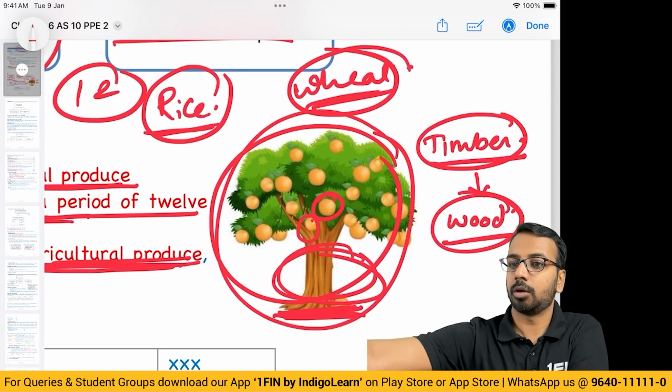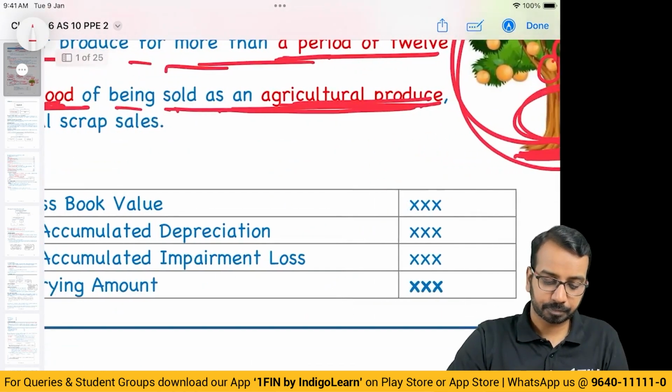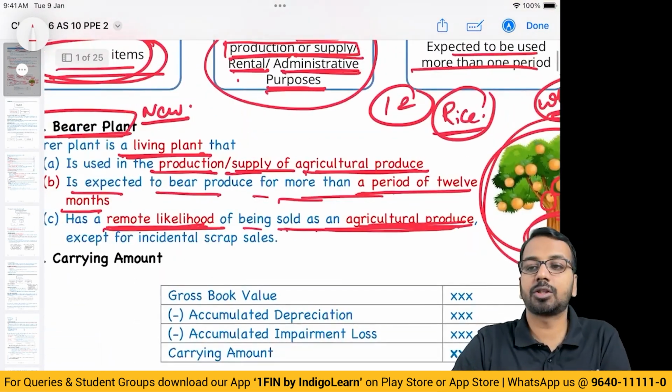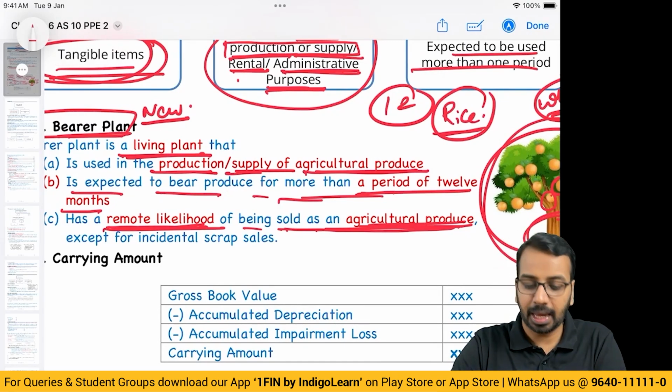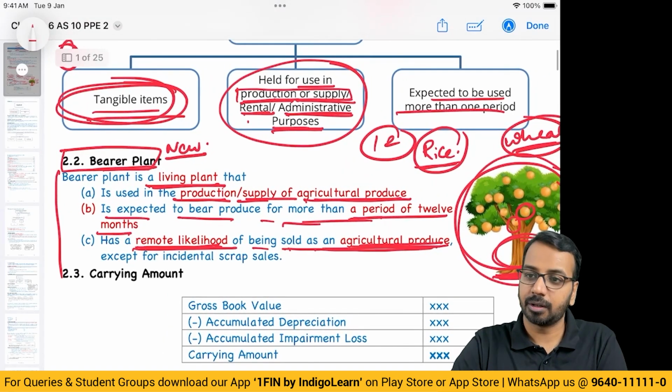Okay, no questions, so we'll continue. So we have understood what is property, plant and equipment and what is the meaning of a bearer plant, right?